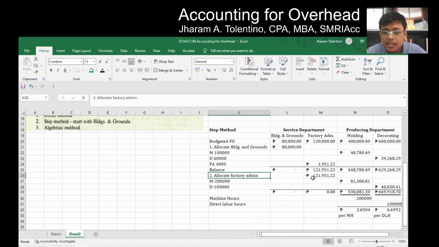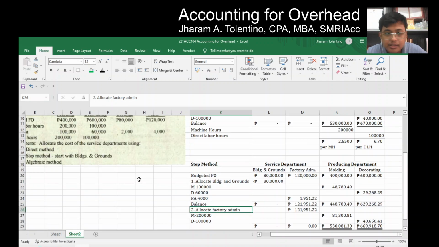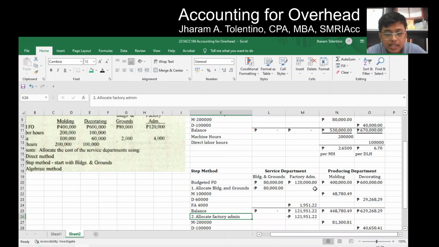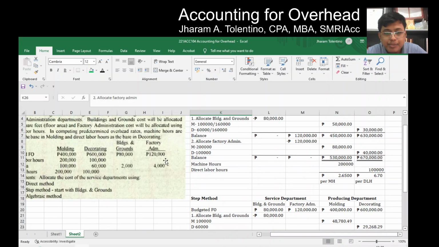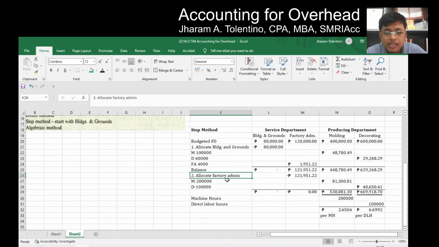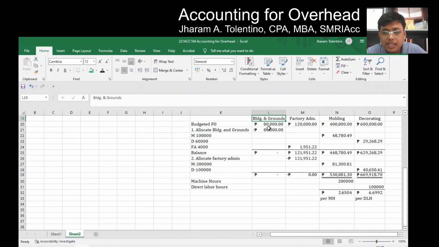I-end ko muna yung ating video for this time. Hanggang dyan lang muna. Step method. Pag sinabing reciprocal method kasi, pag nag-allocate tayo ng factory admin, bibigyan din natin ulit si building and grounds. So, ibig sabihin, pag nalagyan ulit si building and grounds, allocate mo ulit si building and grounds na malalagyan ulit si factory admin. Okay? Pag ganun ang nangyari, malalagyan ulit si factory admin na kung saan kukumpitan mo ulit si building and grounds. So that will be a problem.